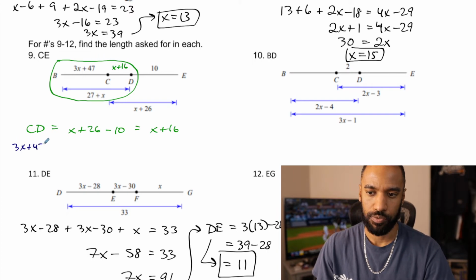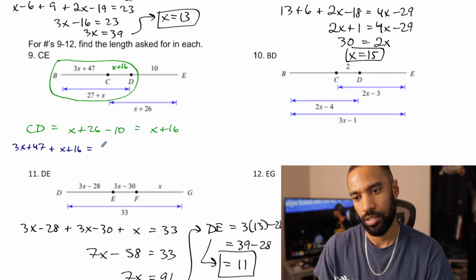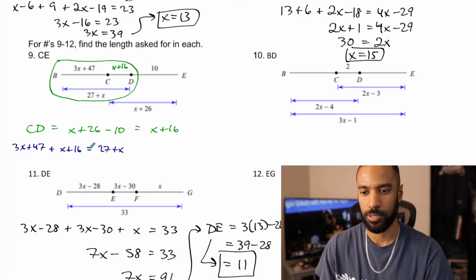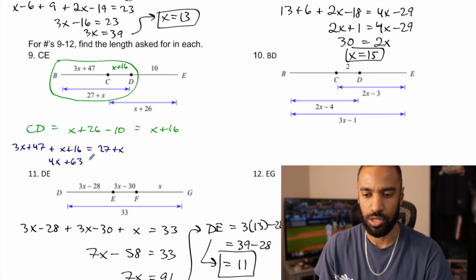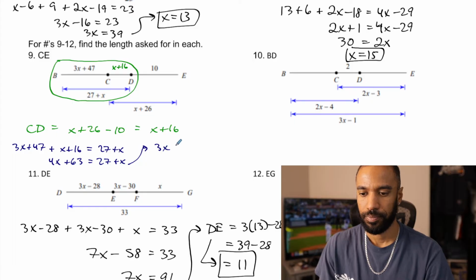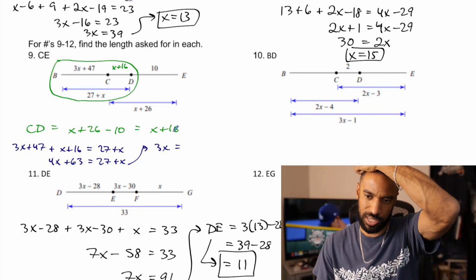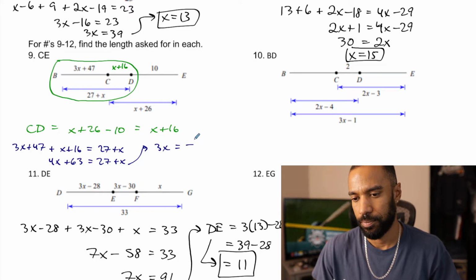So do 3x plus 47 plus x plus 16 equals 27 plus x. 3x plus x is 4x. 47 plus 16 is 63. 27 plus x. Subtract x. Subtract 63. I'm going to get a negative.